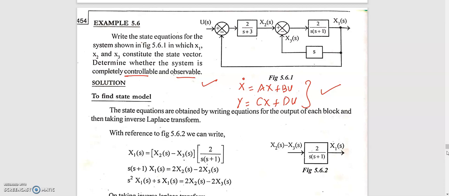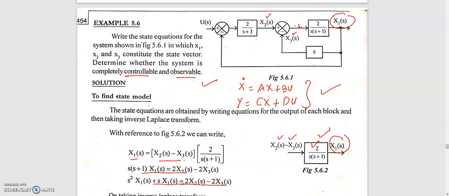So here you have the block diagram. In the block diagram case, what you do is you take the first block and write down the input and the output of this block. The output is x1. The input to this block is x2 minus x3. So write down the equation for your output: x1 equal to (x2 minus x3) into 2 by s into (s plus 1). Cross multiply this and open the bracket, and you will get the equation.